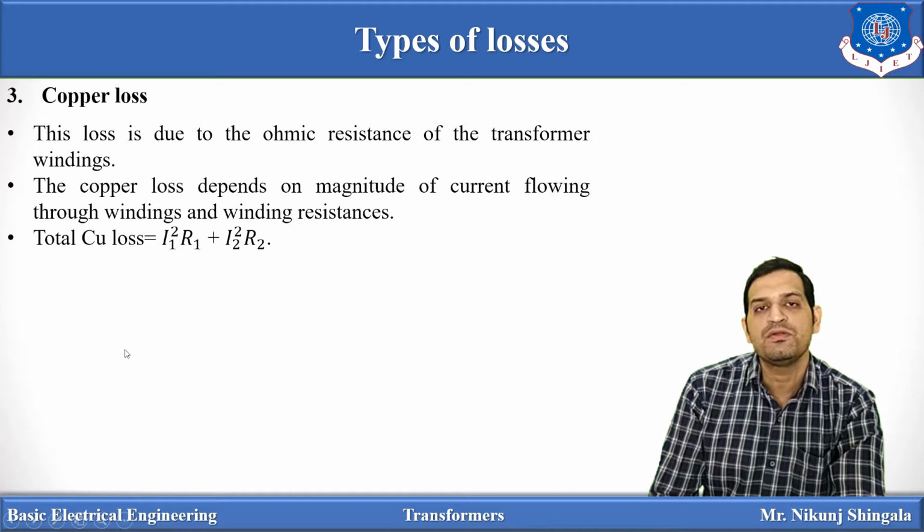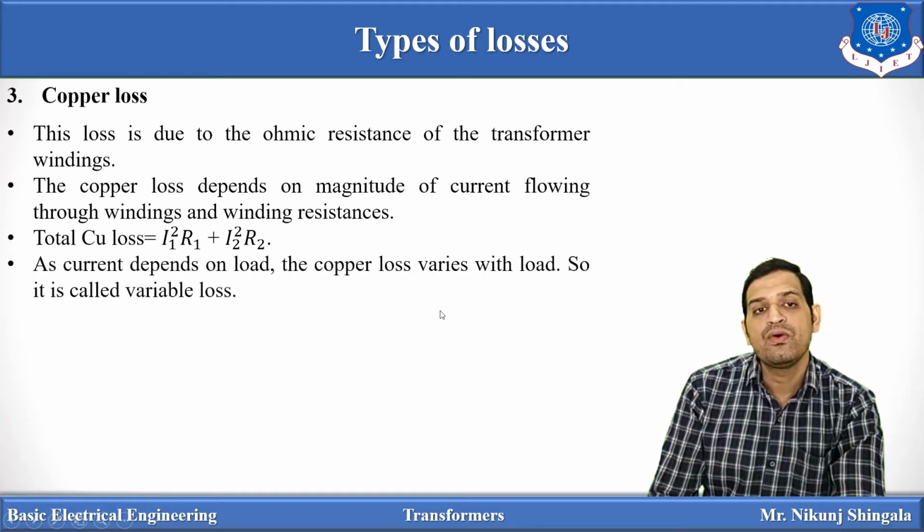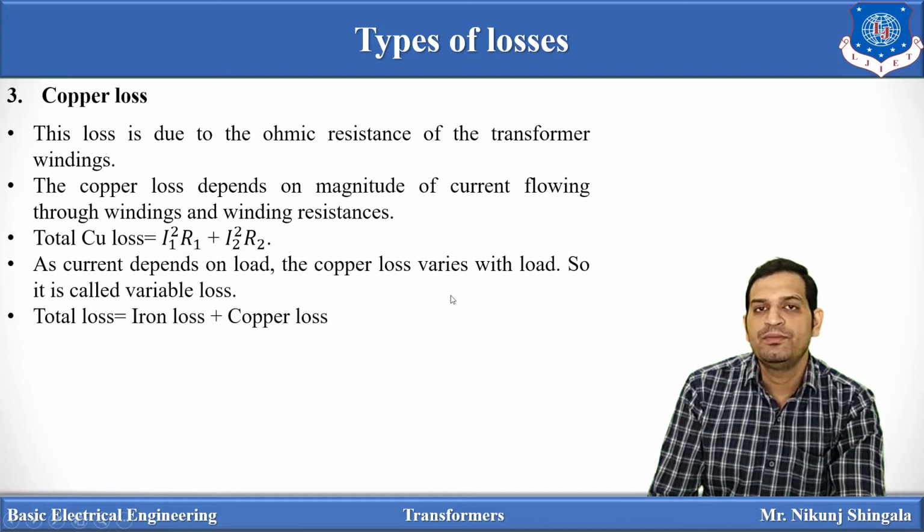And the summation of these copper losses is the total copper loss. Now, as copper loss depends on the current and current depends on the load, copper loss varies with the load, because if the load varies, current I2 varies and the total copper loss varies. So it is known as a variable loss. And eddy current and hysteresis losses are the fixed losses. So the total loss of the material is iron losses plus copper losses.